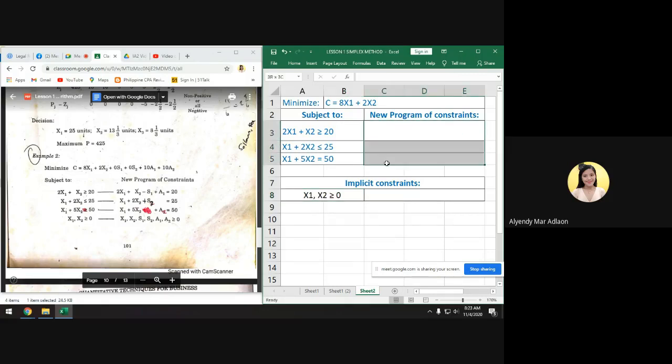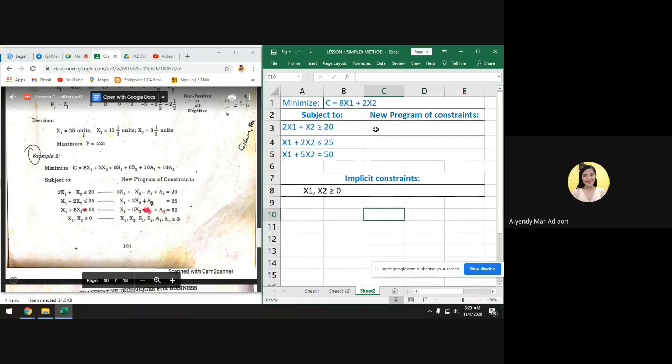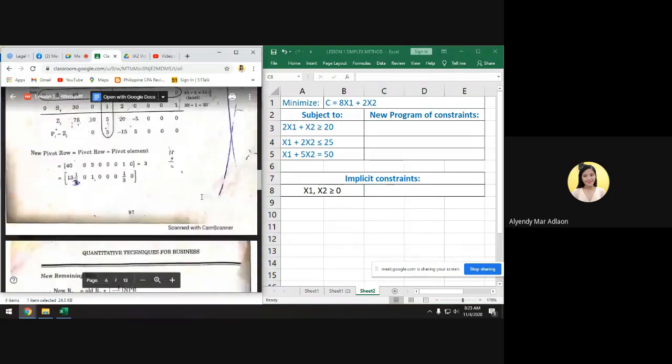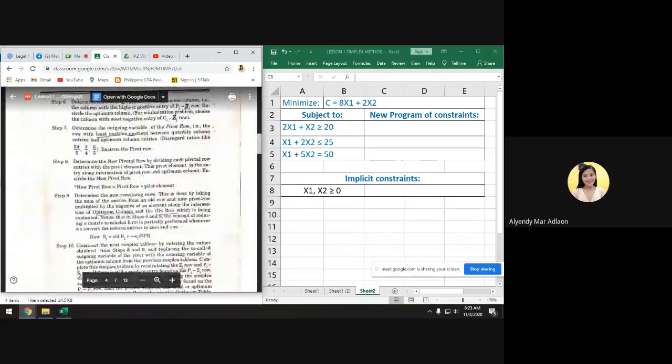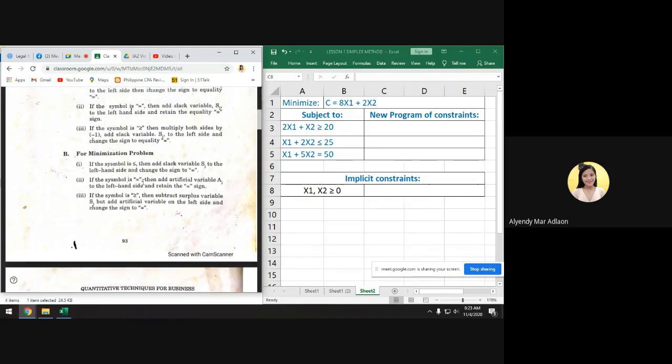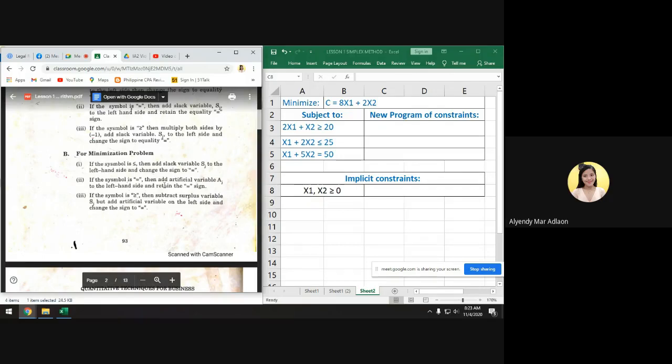Now for the new program of constraints. I hope you can still remember that under the new program of constraints, we are to follow certain rules. What rules? Those that are in the book. Previously we focused on the maximization problem. Now, it is a minimization problem, so we will use the second rule, the rule for minimization problems.